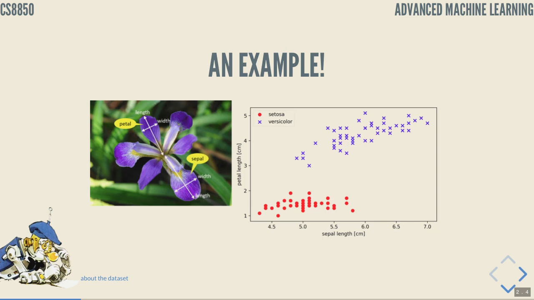The dataset consists of 50 samples from each of 3 species of iris: Iris setosa, Iris virginica, and Iris versicolor. 4 features were measured from each sample: the length and the width of the sepals and petals in centimeters. That's what you see here on this picture. And based on the combination of these 4 features, Fisher developed a linear discriminant model to distinguish the species from each other.